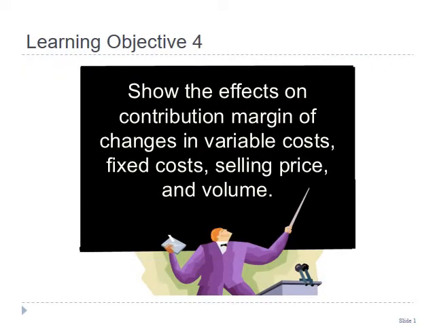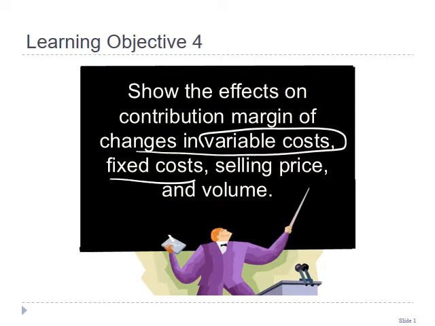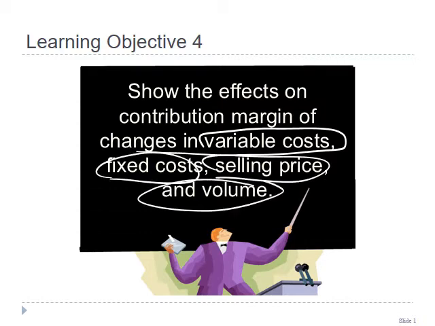So here comes our learning objective 4, that is show the effects on contribution margin of changes in variable cost, fixed cost, selling price and volume. So basically in this lecture many things are going to be repeated a number of times, so you can grasp or digest the knowledge easily. So we're just going to go through LOs, learning objectives 1, 2, 3, and this slide is going to be starting LO 4. So let's move forward.